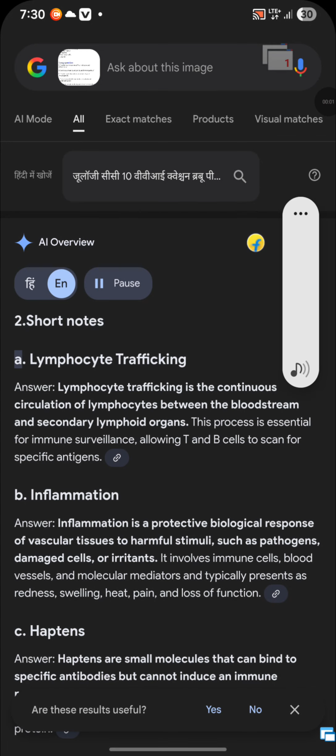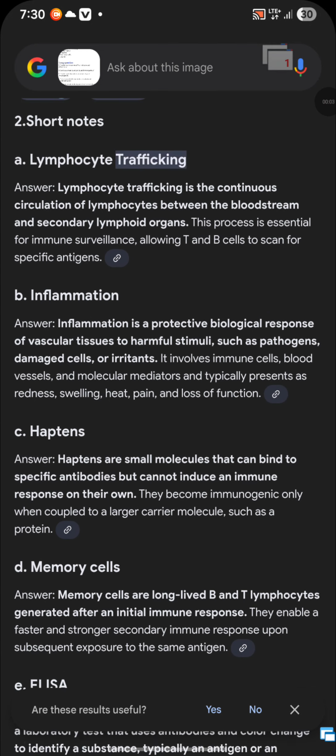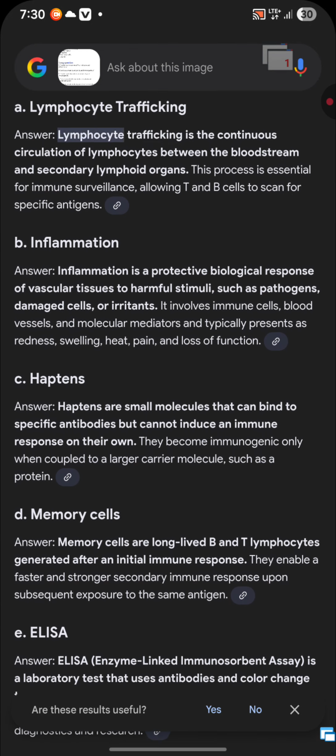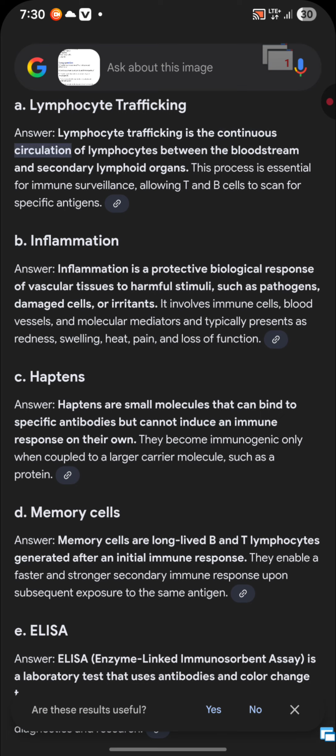Notes. A. Lymphocyte trafficking. Answer. Lymphocyte trafficking is the continuous circulation of lymphocytes between the bloodstream and secondary lymphoid organs. This process is essential for immune surveillance, allowing T and B cells to scan for specific antigens.